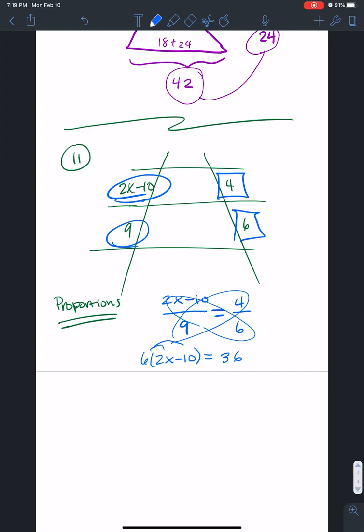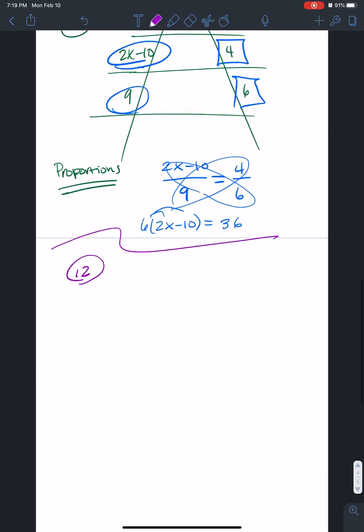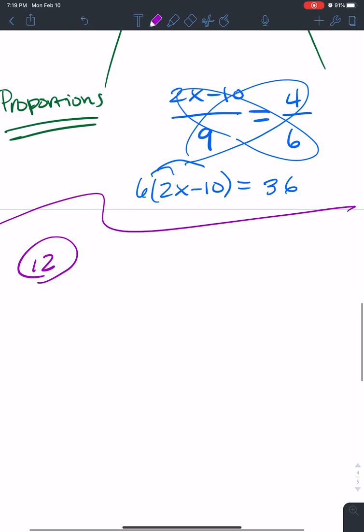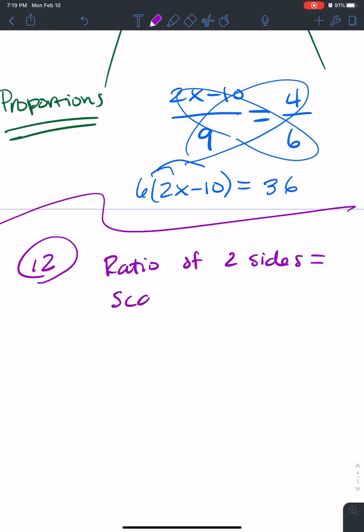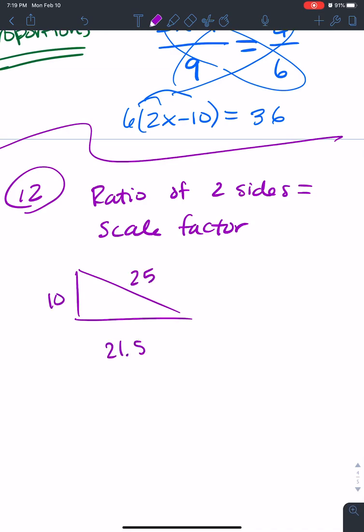Okay? Last one. I'm surprised at how many people got this one wrong just because you didn't understand what scale factor is. Scale factor is a ratio of two sides. That is scale factor. Look back at your notes, way back, 5-1. If I have this triangle here, and I'm calling this A, actually, let me write it here, A.